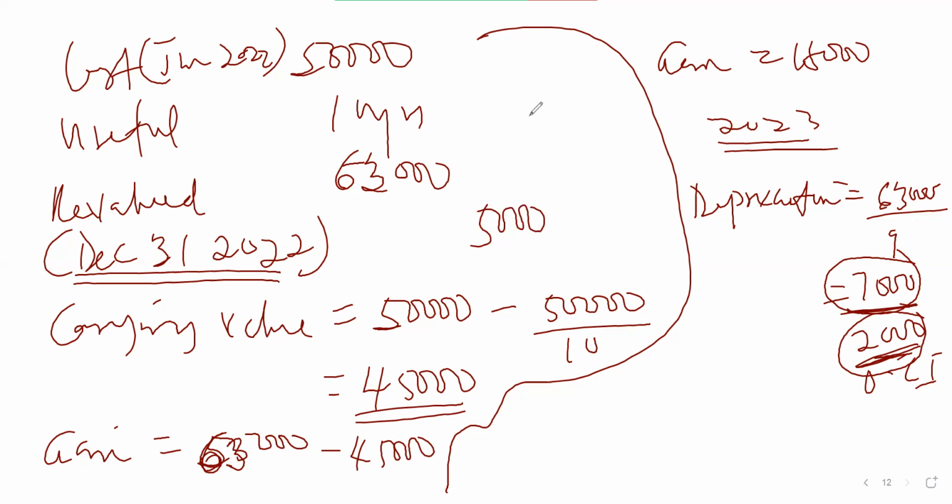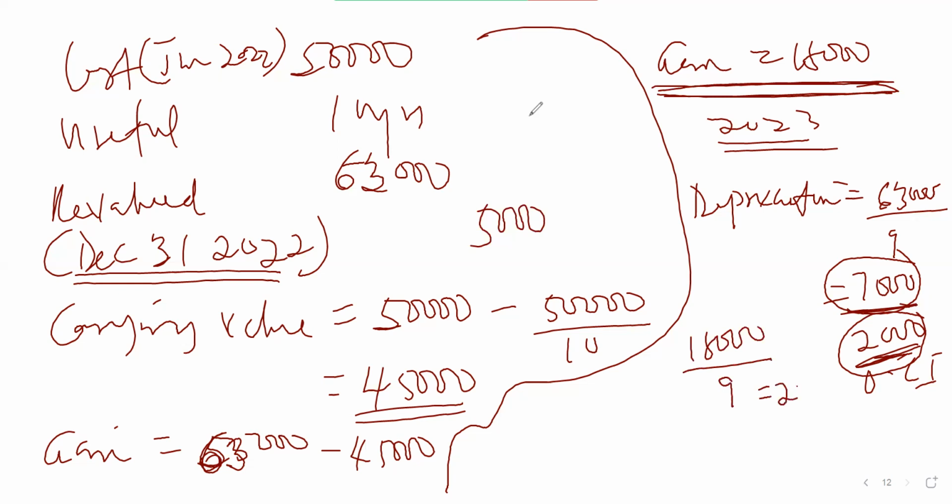Another way of calculating the amount of reserve that you'll be transferring every year is to amortize the gain over the remaining useful life of the asset. What is the value of the gain that we have gotten? It was 18,000. What is the remaining useful life of the asset? 9.